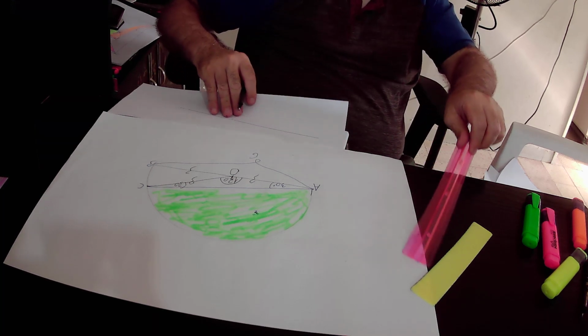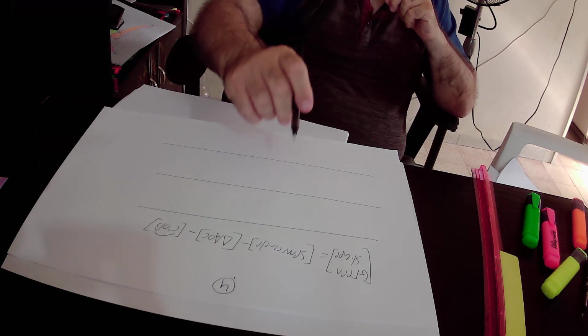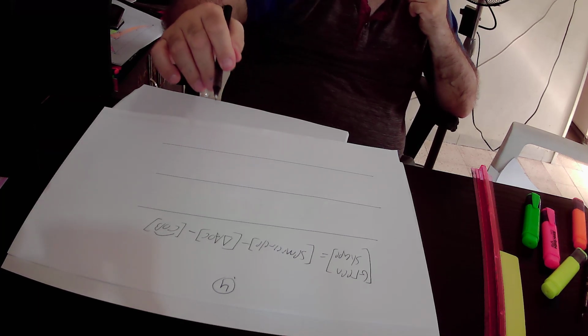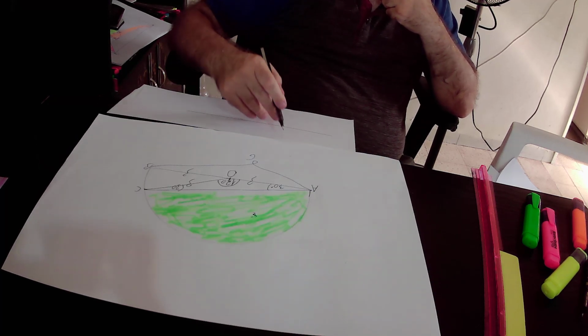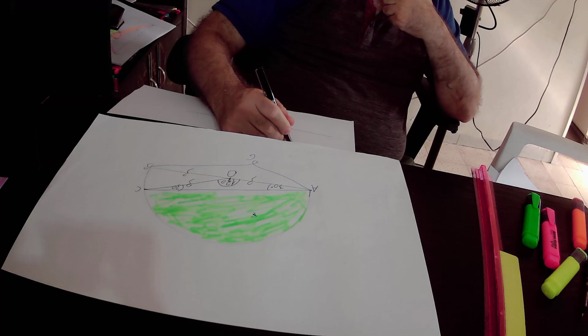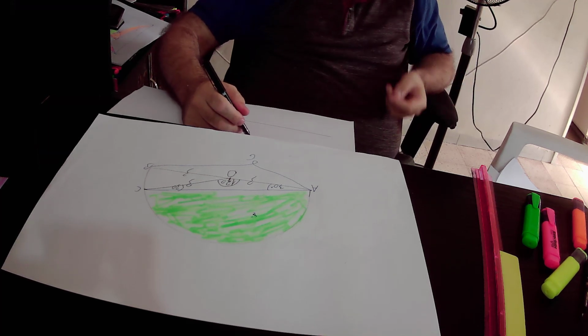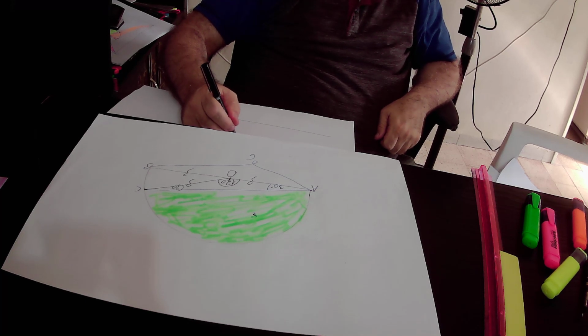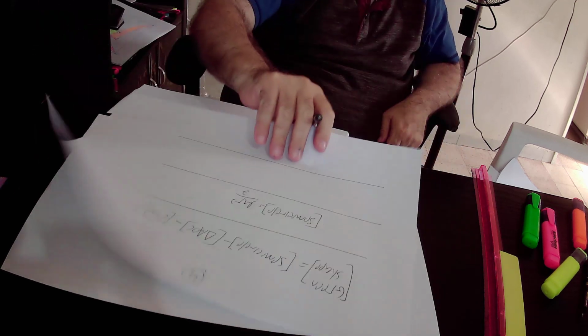I'll repeat again. According to the second method, the area of the green shape equals the area of the semicircle minus the area of triangle AOC minus the area of sector COB. So what is the area of the semicircle? The area of the semicircle is equal to the area of the circle over 2. That is to say, it will be equal to pi r squared over 2.